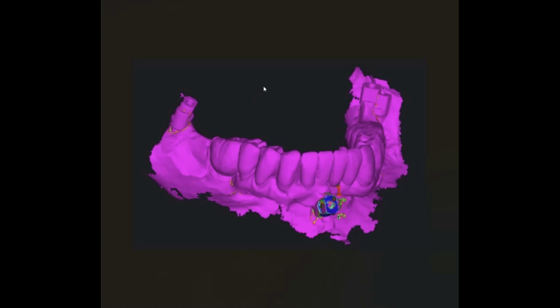Now, for all those people who have said there's no such thing as cross arch deviation, look at this scan. This one is egregious. This is terrible. But even when they're very minor, they're deviant. They are off. Not like the midline you see here.